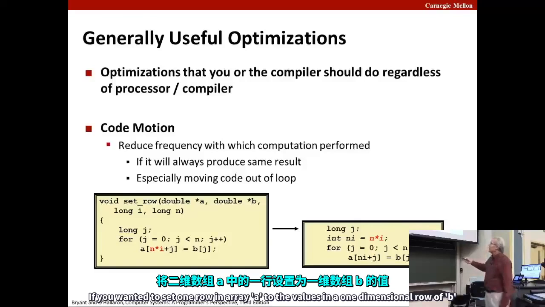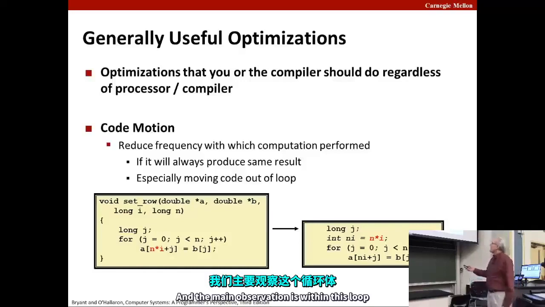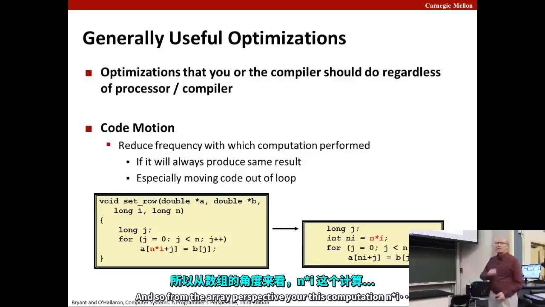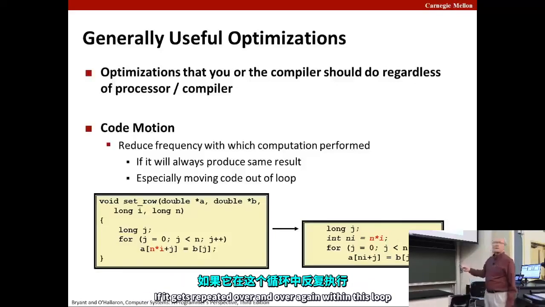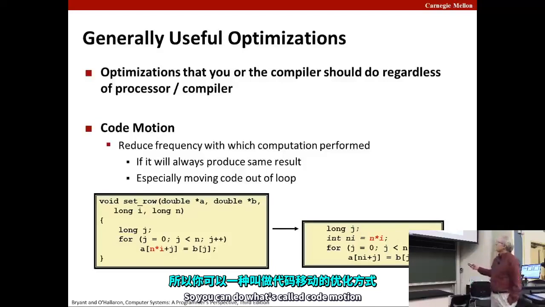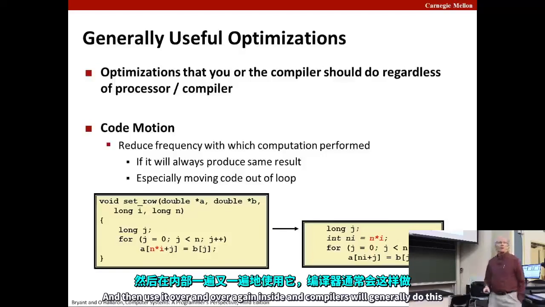If you wanted to set one row in array A to the values in a one-dimensional row B, this is the code you'd write. And the main observation is that within this loop, the only variable that's changing is J. So from the array perspective, if this computation n times I gets repeated over and over again within this loop, it's wasted effort. So you can do what's called code motion, which is to pre-compute the value of n times I outside of the loop, and then use it over and over again inside.